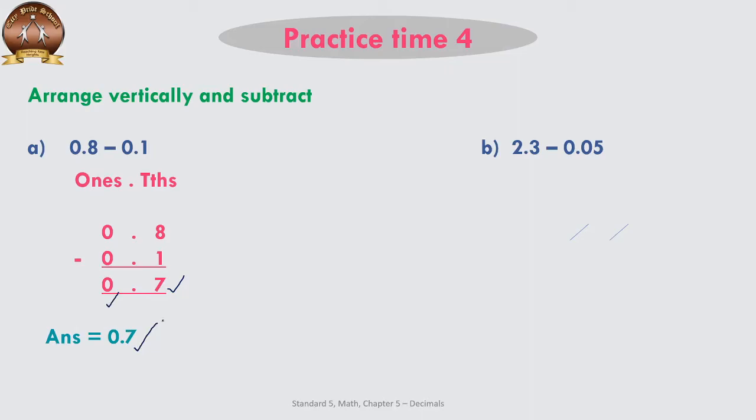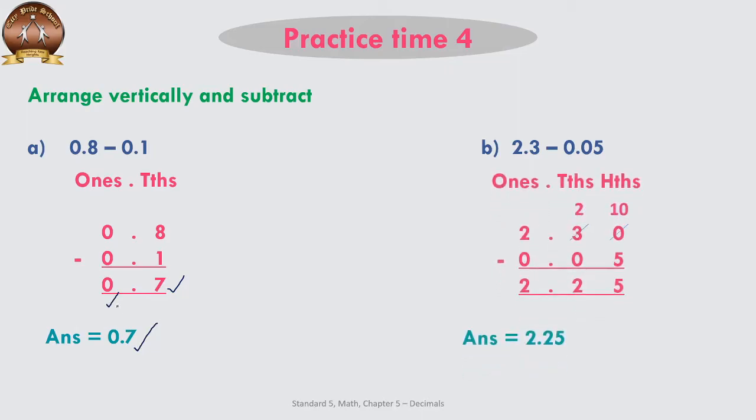On the right hand side, we require 2.3. We have added a 0 over here to make the hundredths place visible, and below that we write 0.05. We do the subtraction. 0 cannot subtract 5, so 0 borrows 1 from 3. 3 becomes 2 and 0 becomes 10. 10 minus 5 is 5. 2 minus 0 is 2. 2 minus 0 again is 2. So the answer that we get here is 2.25.